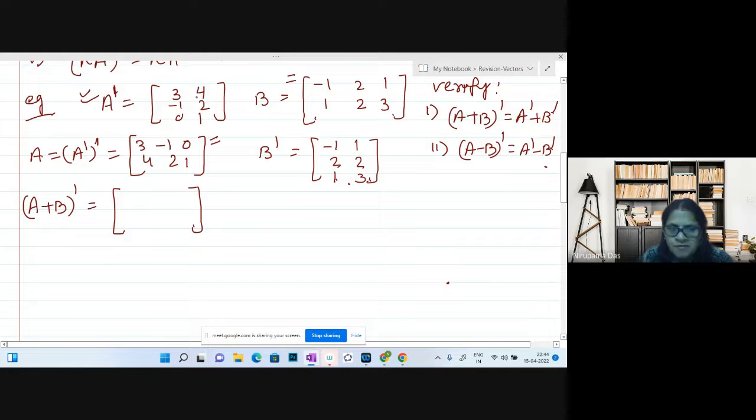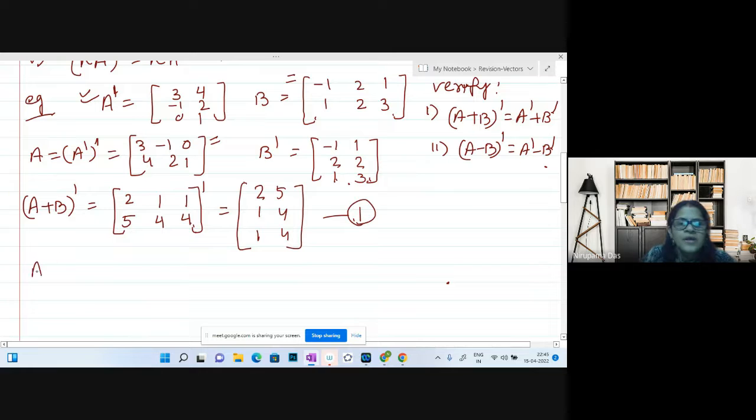So A transpose is given. We can get the A matrix by applying the property transpose of A transpose equals A. So we are getting the A matrix here. The B matrix is already given. So A plus B, and we know how to add them. 3 minus 1 is 2, minus 1 plus 2 is 1, 0 plus 1 is 1, 4 plus 1 is 5, 2 plus 2 is 4, 1 plus 3 is 4. Now the transpose of A plus B: 2, 1, 1, 5, 4, 4. This is (A + B) transpose.